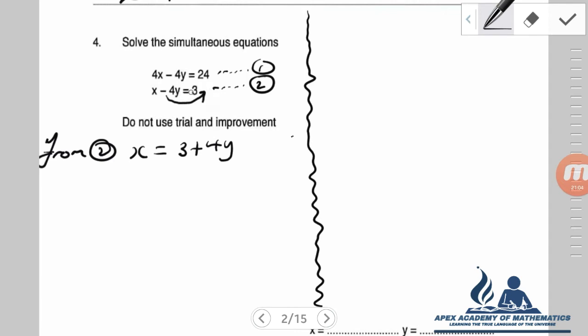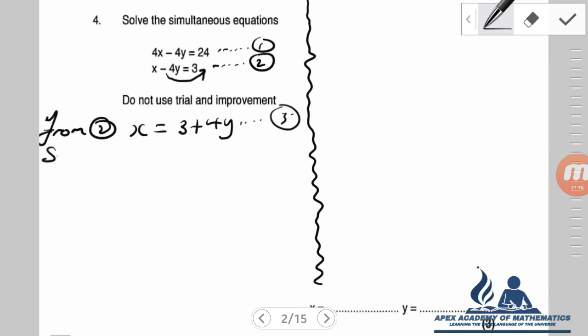All right, so here now we're going to sub 3 plus 4y for x. Obviously we're going to put that in equation 1 because we used equation 2 to create equation 3. So putting back equation 3 into equation 2 is just going to show you that they are the same equation. So it's just going to equate both sides basically. So put it back in equation 1. So what we have here is, since it's for x, it's going to be 4 open bracket 3 plus 4y, and that's going to be minus 4y equal 24.